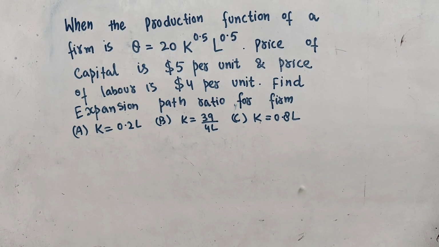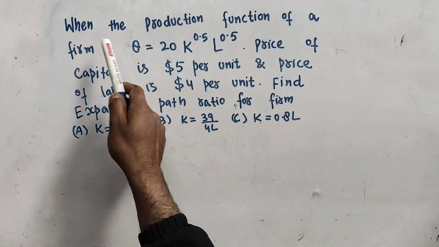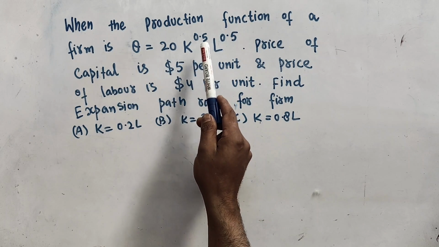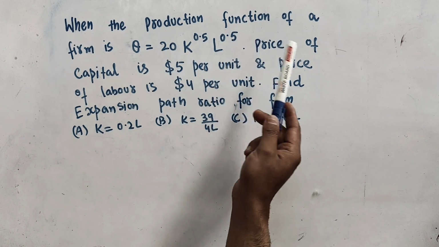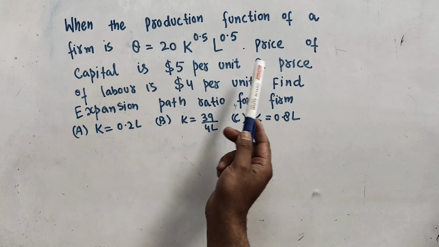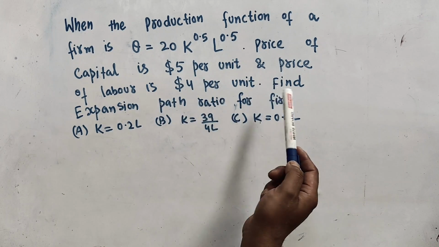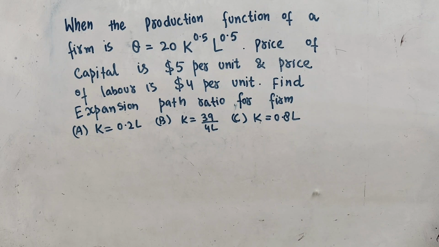In this video, we will learn how to derive the expansion path of a firm. The question is, when the production function of a firm is Q = 20 K^0.5 L^0.5, the price of capital is $5 per unit and the price of labor is $4 per unit. Find the expansion path ratio for the firm. Options are being given. We need to find the correct option.